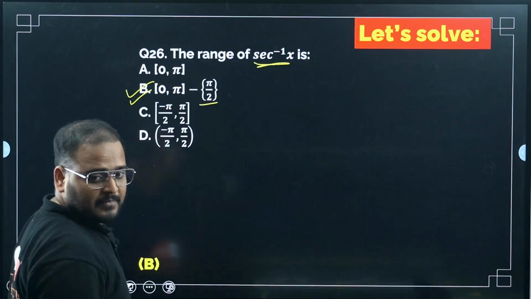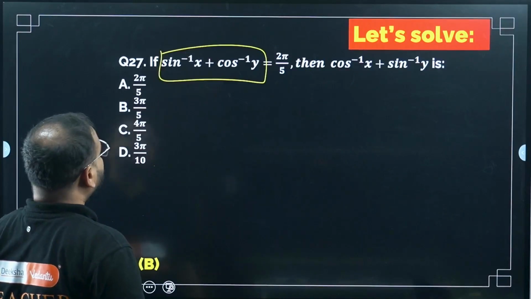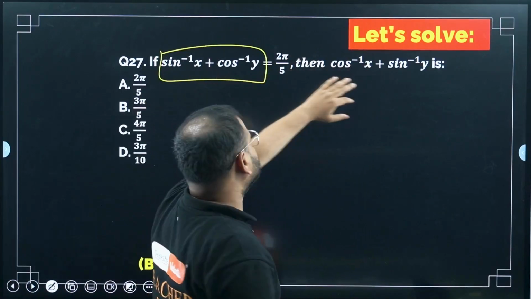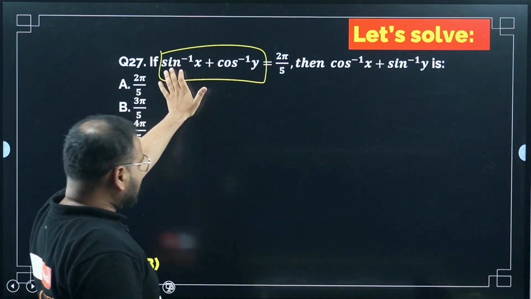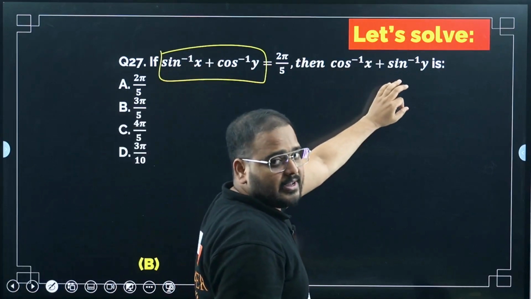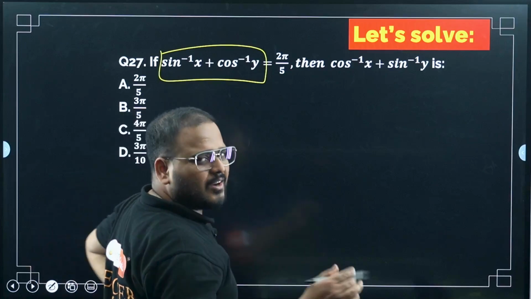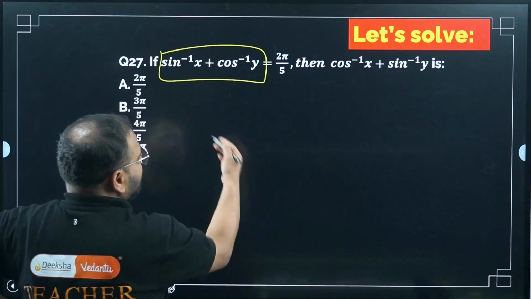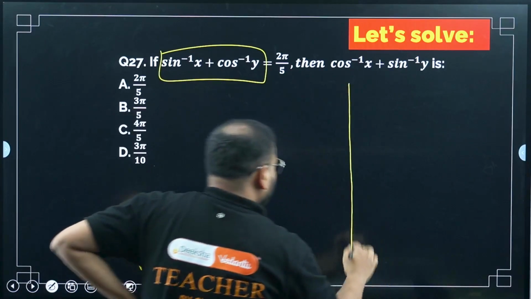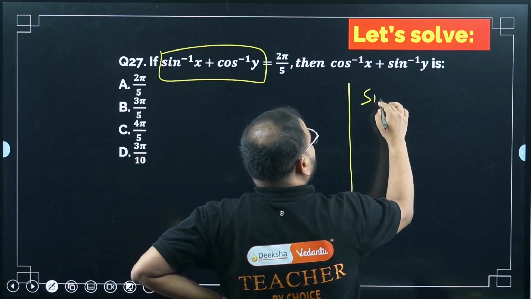But in this case, sine and cos are given and they're asking us to find cos and sine. But sine inverse is operating at x here, cos inverse is operating at y. So no problem because they are complementary functions. So first do the assumption please. We'll do the assumption here only. So sine inverse of x.